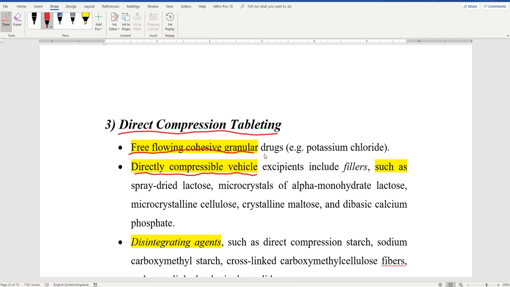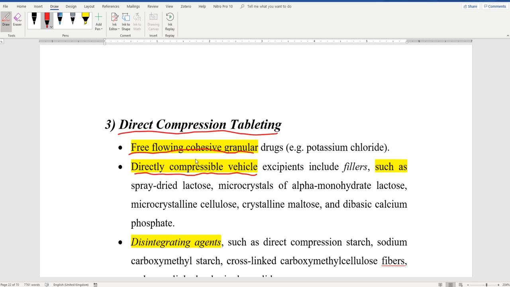For example, if my drug is 1 gram and my drug is not directly compressible, then I might need 2 grams of directly compressible vehicle to make the formulation compressible. So the total will be at least 3 grams. Now 3 grams is a very large quantity for a unit dosage form, for a tablet to be swallowed.